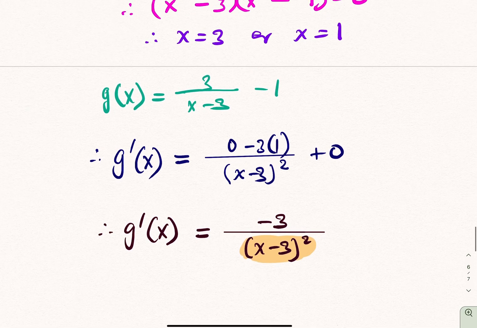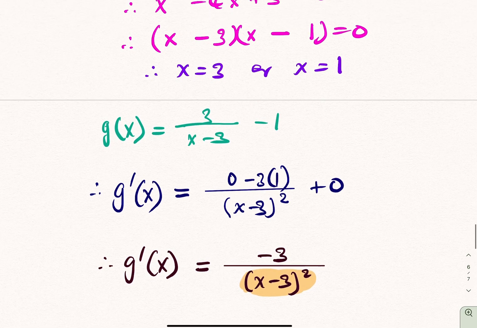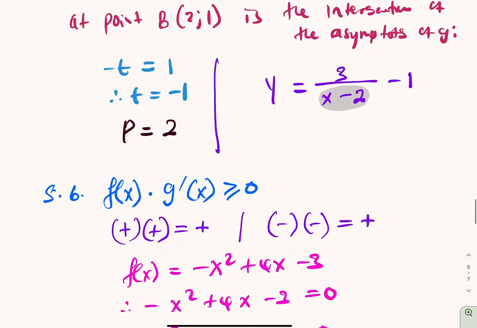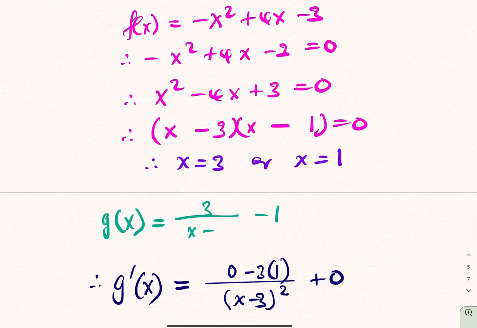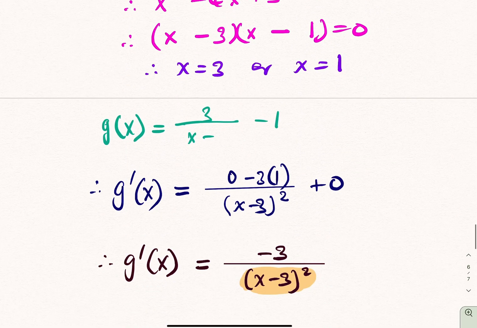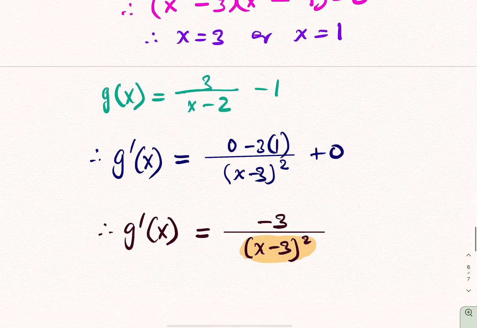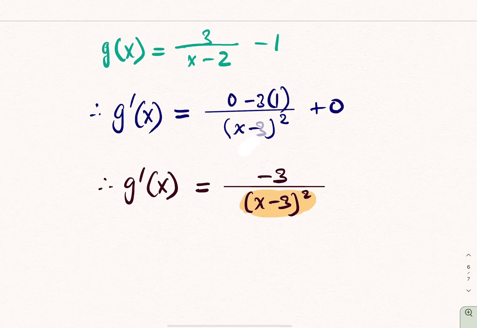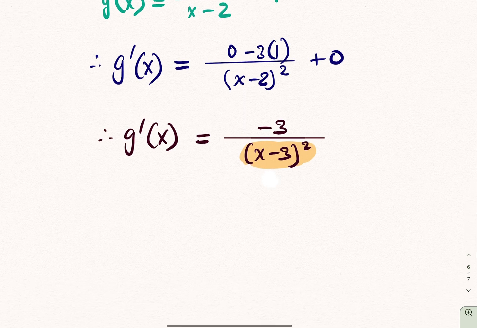Well, this should be 2 here. I don't know why I wrote 3 instead of 2. So let me erase that. That is going to be 2 here, and then let me put 2 here. This should be a 2. And then also here, this should be a 2. This should be a 2.